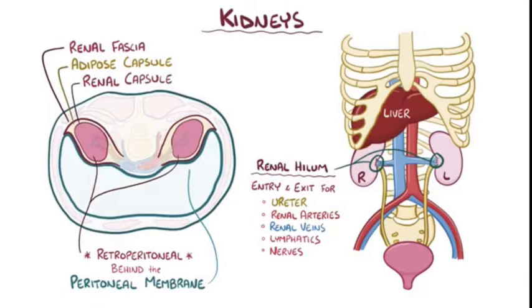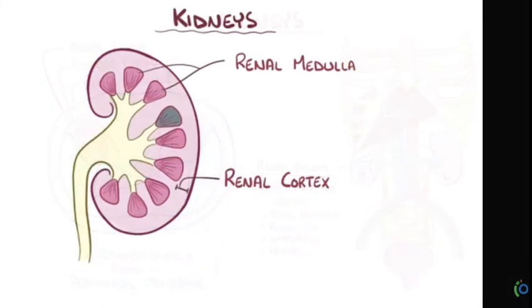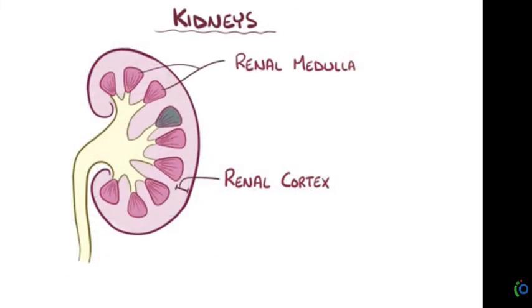There's an indentation, which we call renal hilum, which is the exit and entry for the ureter, the renal artery and veins, the lymphatics and the nerves. This is the cut section of the kidney that shows renal cortex and the renal medulla.